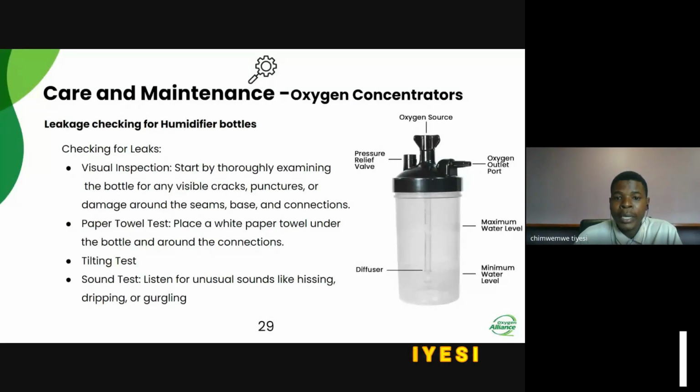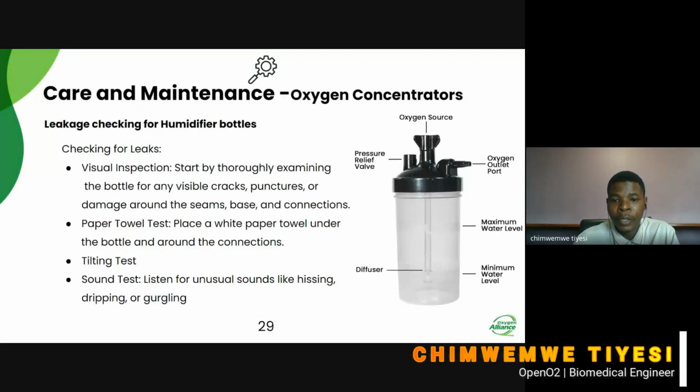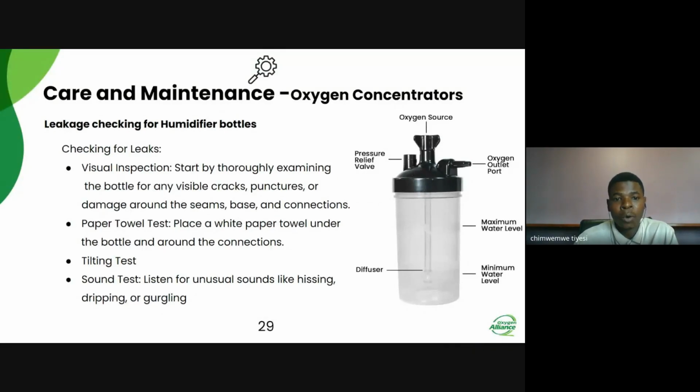So if you see anything between the bottle itself at the bottom and the top cover, if you can see any punctures or cracks, it's high time you fix those cracks or leaks. Or if it's not fixable, you can change the humidifier bottle altogether. The other test is the paper towel test between the top cover of the humidifier bottle and the bottom parts. Put a paper towel, turn on the oxygen concentrator, let it run for some time, and observe if there's any dampness around the paper towel.